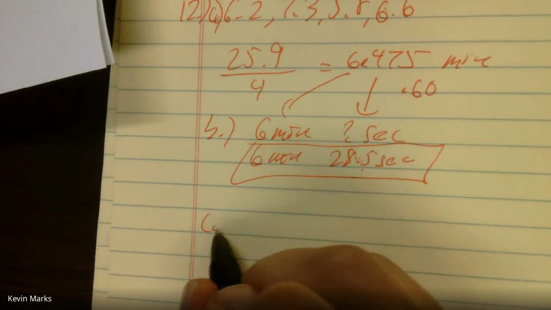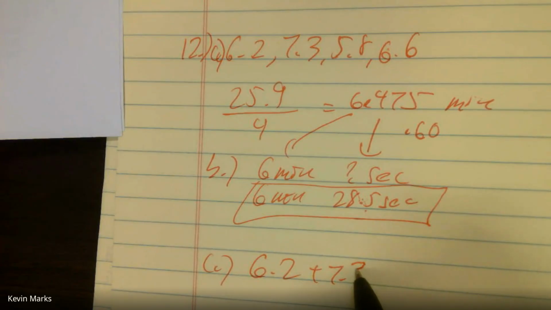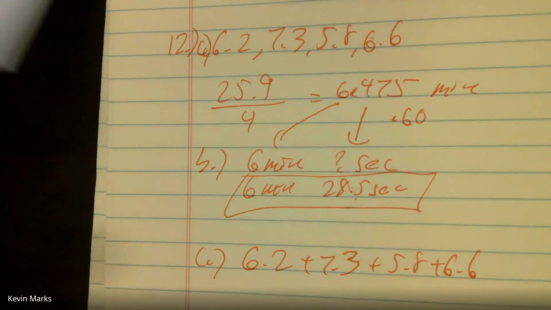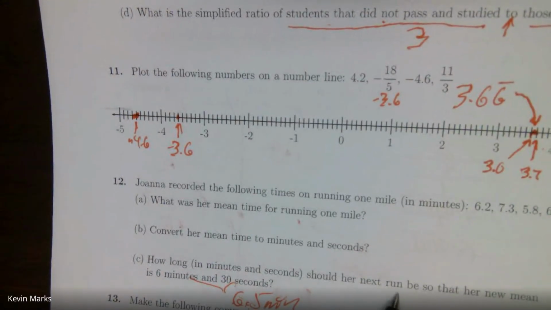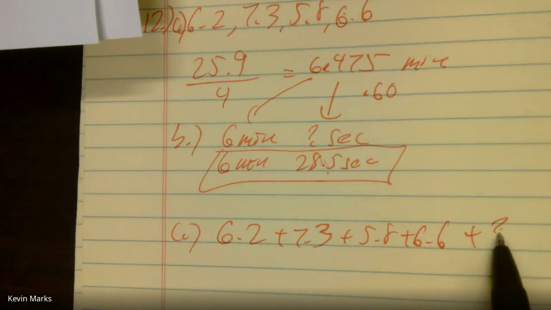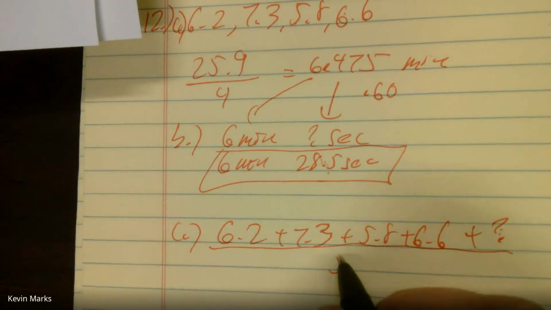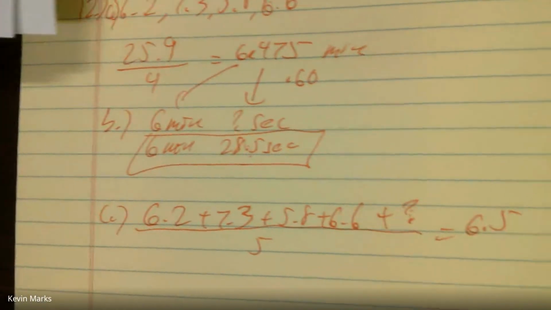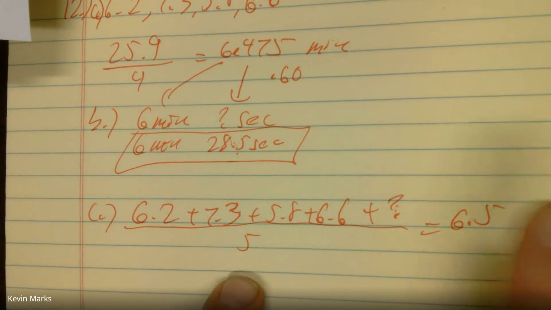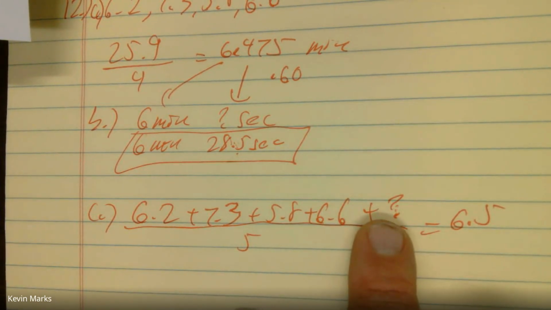So what that's saying is, think of it as her first time was 6.2. The next one was 7.3, the next one was 5.8, and the next one was 6.6. But we want to know how long the next one after this should be, right? So there's some other number here that I don't know. I'm going to add it, and when I add these all up and divide by 1, 2, 3, 4, 5 of them now, you want your average to be 6.5, right? So if I add up all 5 of these and divide by 5, I need it to be 6.5. And that's the goal. What is that missing time?